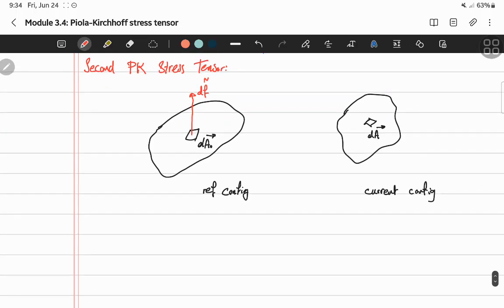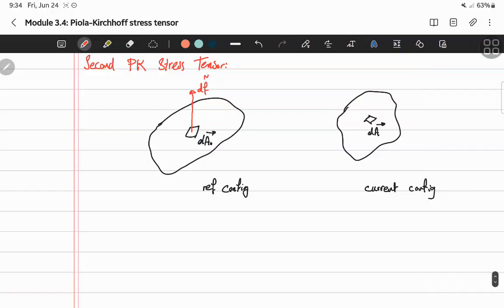And now we're going to develop a kind of stress tensor where both its dyads are in reference configuration. So T tilde, the second Piola-Kirchhoff stress tensor, the first dyad is in reference, and also the second dyad is also in reference configuration.